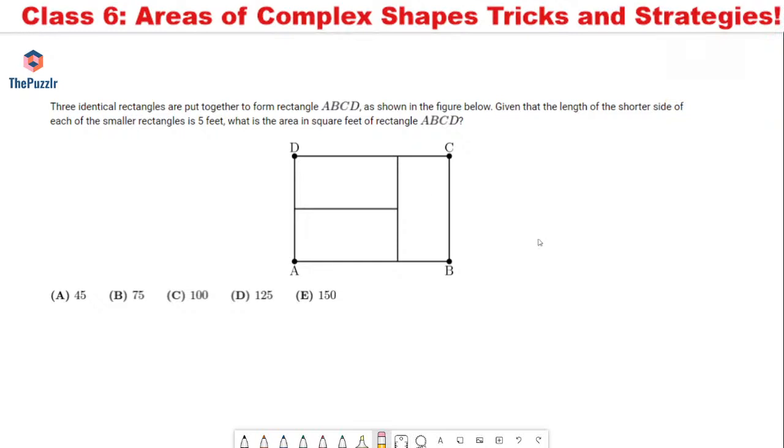So this problem, it was on the easier end of the AMC 8. We have that, given that the length of the shorter side of each of the smaller rectangles is 5 feet, so let's put that in: 5, 5, 5. But wait a second. DA is 5 plus 5, so the total height, or CB, is 10. Similarly, this is also 10, right? All of these rectangles are the same, because it says 3 identical rectangles. So we have 15 times 10 gives us 150. No units needed. Our answer is 150.